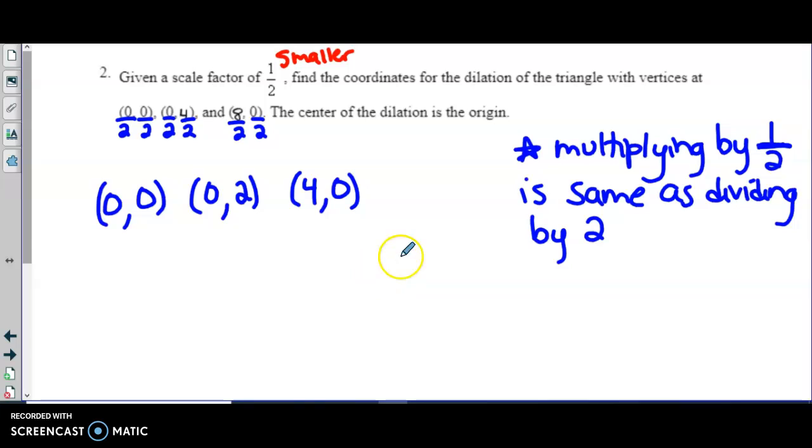Now, if you did take the time to graph it and look at the graph, you would see that it shrunk and it became half of the size. Because instead of going all the way up to 8, we only went up to 4. And instead of going over to 4, we only went to 2. So it does make it half that size.